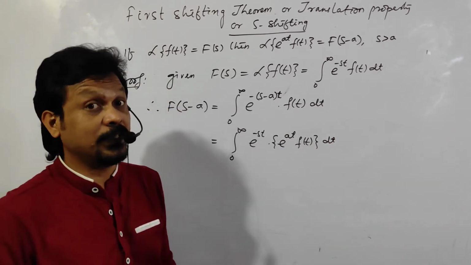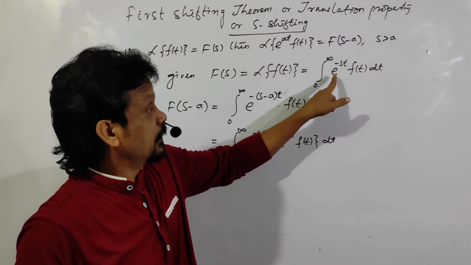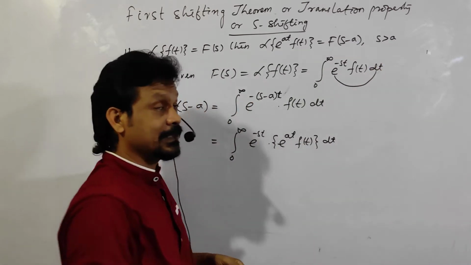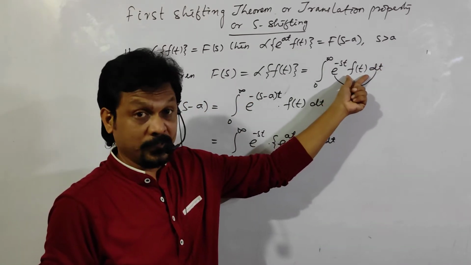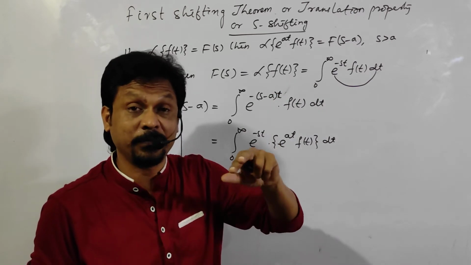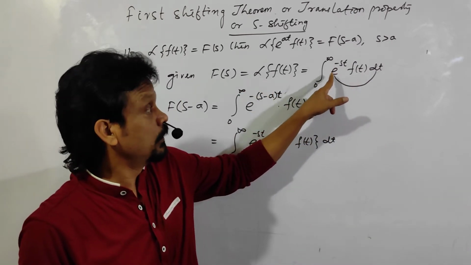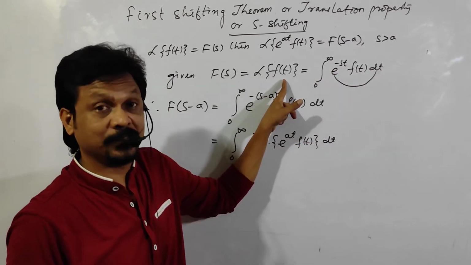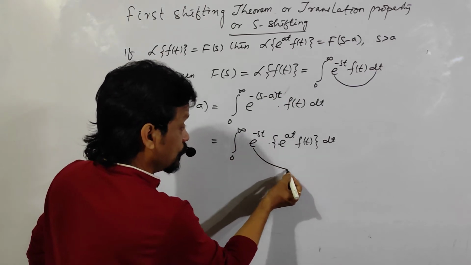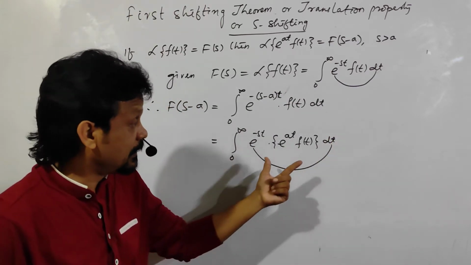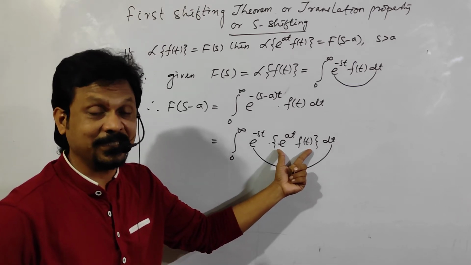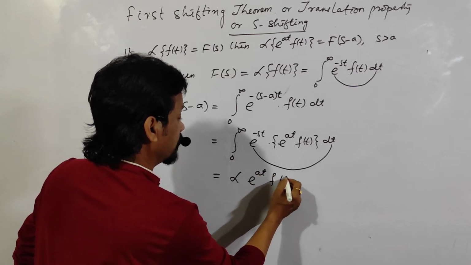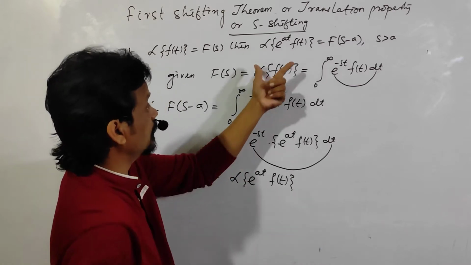As I have already told you in my previous video, the function which is multiplied with these two terms, e to the minus st and dt, you write the Laplace of that function. Here the function which is multiplied with these two terms is e to the power at t into f of t. So it is Laplace of e to the power at t into f of t, which is your LHS.